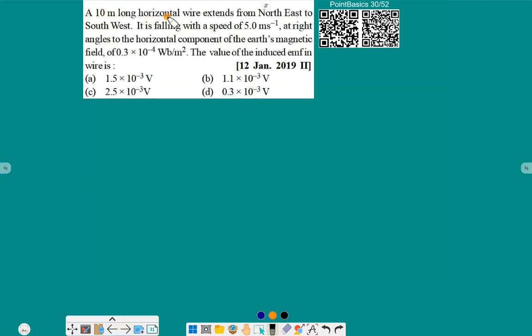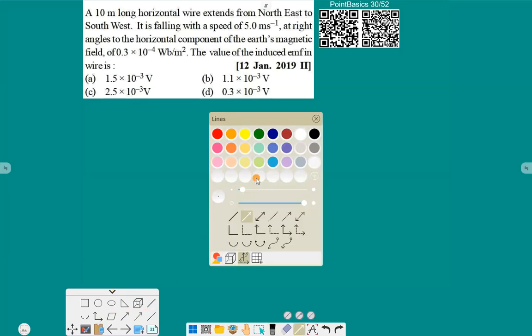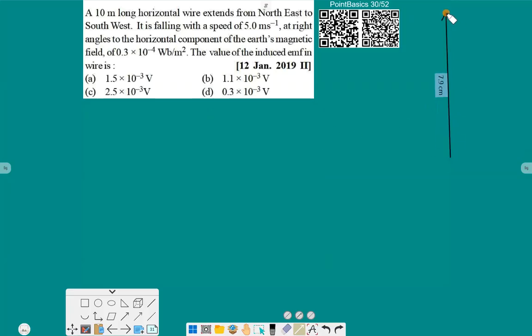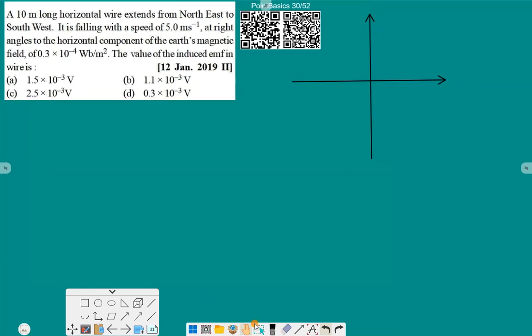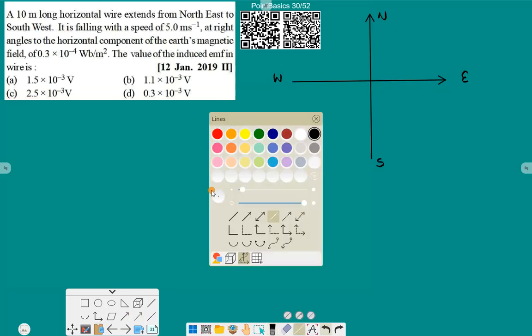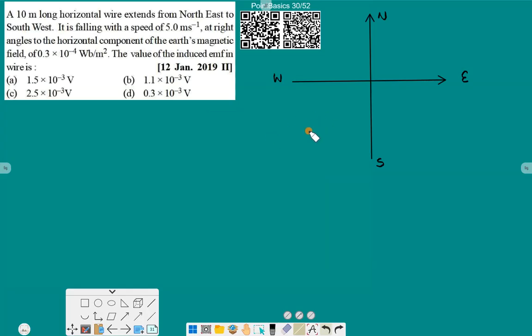A 10-meter long horizontal wire extends from northeast to southwest. So let's first draw the directions. Now our wire is from northeast to southwest. So normally this is north, south, east, west. So the wire is something like this.